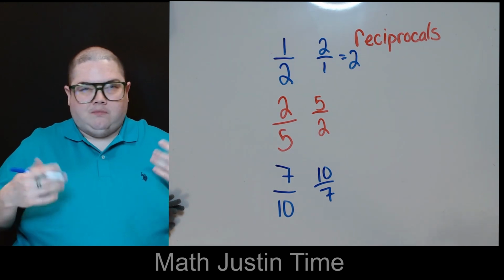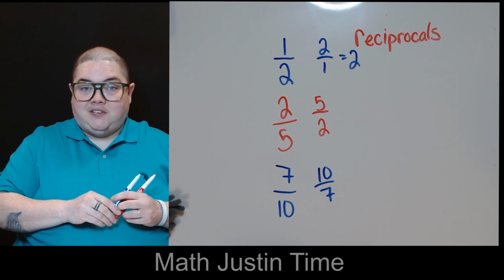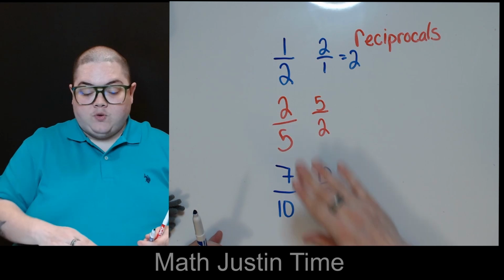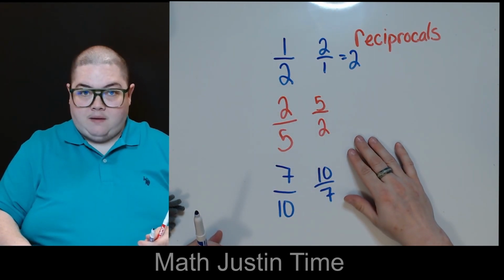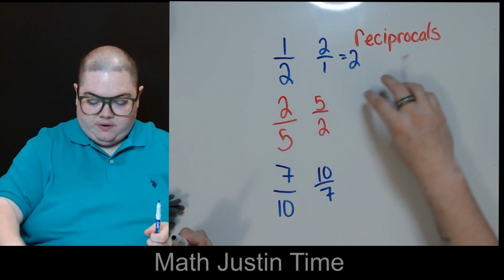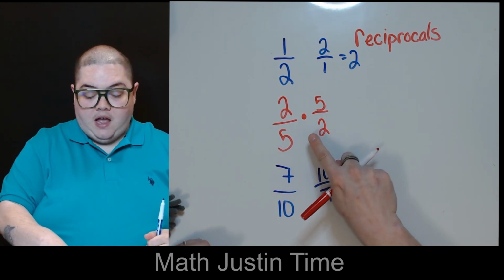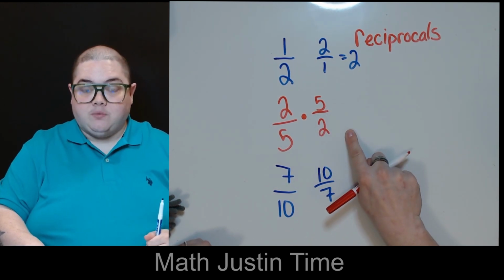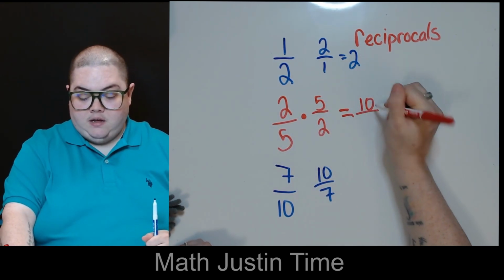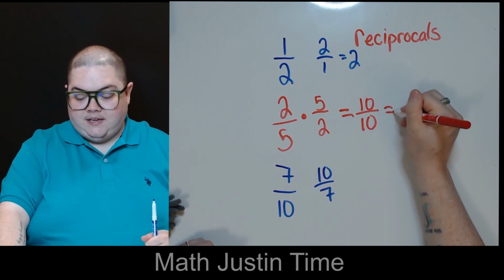And you might wonder, why do I need to do this? Well, there's one thing, and we will definitely use it in the next lesson, that's really, really important. If you take a number and you multiply it by its reciprocal, you will always get 1. So let's look at this one. If we take 2/5 and we multiply it by 5/2, its reciprocal, let's see what we get. We get 2 times 5, which is 10, and we get 5 times 2, which is 10. And 10 over 10 is equal to 1.